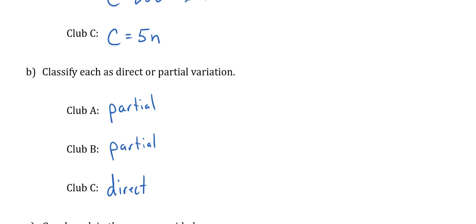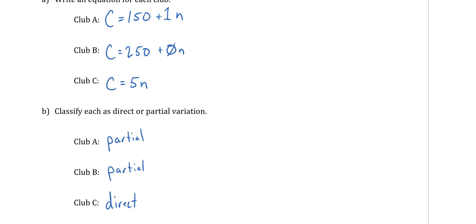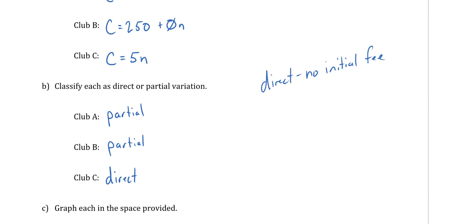And that means the math of these ones works out a little bit differently in each case. That's why we have different names for it. That's an important thing to remember. Partial or direct. Sorry, I'm going to start with direct. Direct means no initial fee. Okay, and partial means it has an initial fee.